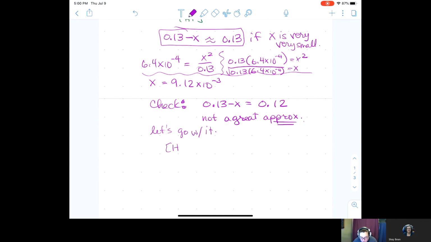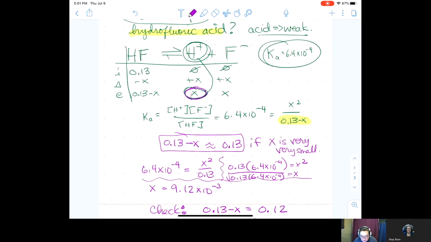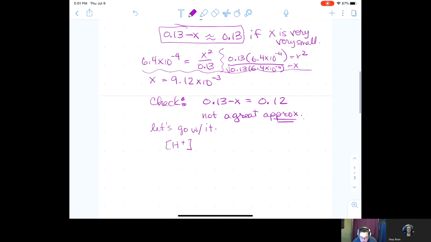And therefore, my hydrogen ion concentration, which is my x, just to remind you, in my ICE table, x is my hydrogen ion concentration. So x is equal to 9.12 times 10 to the minus 3, except I'm not rounding that yet. I have that number stored in my calculator. And so pH is equal to the negative log of that H plus. I'm just pulling it up on my calculator and taking the negative log, and I get my pH as 2.04.